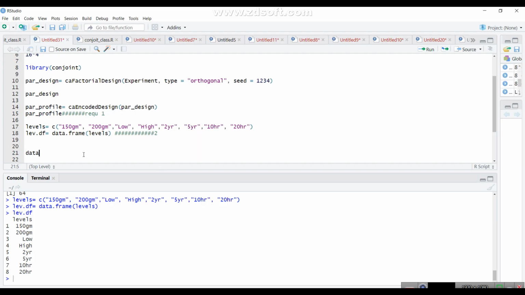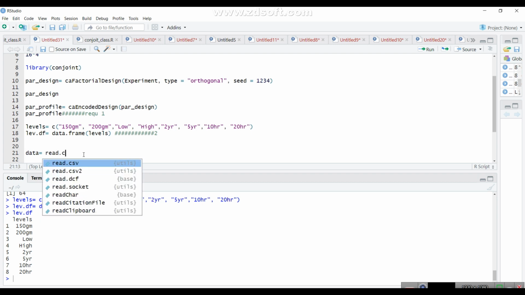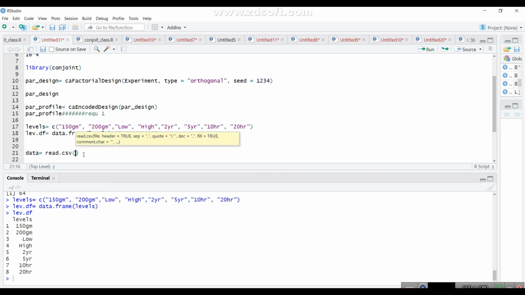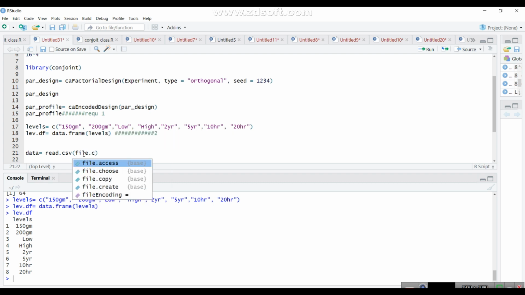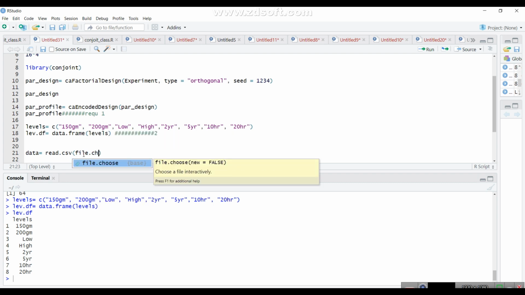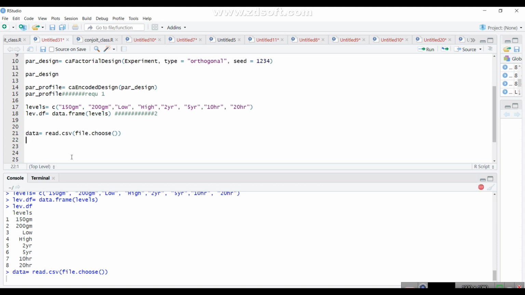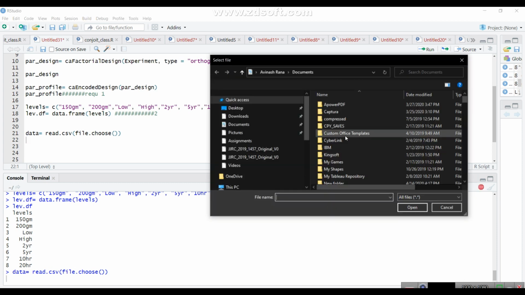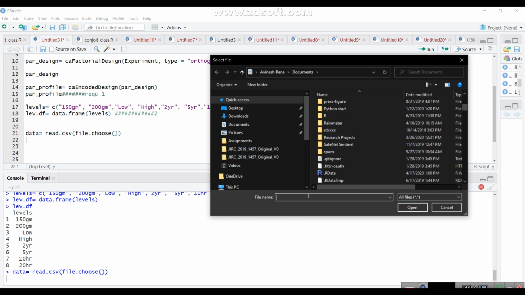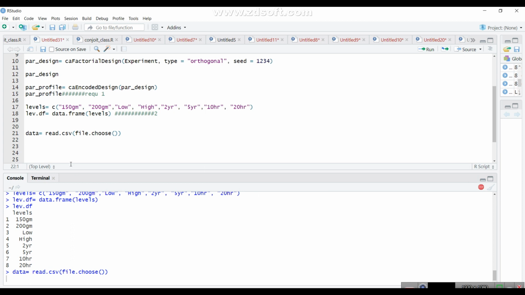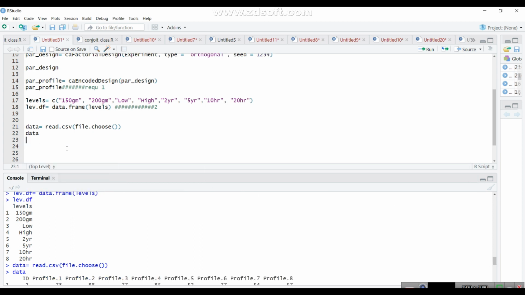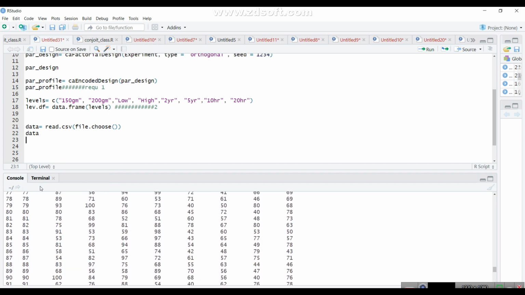So I will import my data here. Data is read.csv, file.choose. My data is in a CSV file, in my working directory. Okay, so my data is imported. I can just verify that. All right, so this is my data.